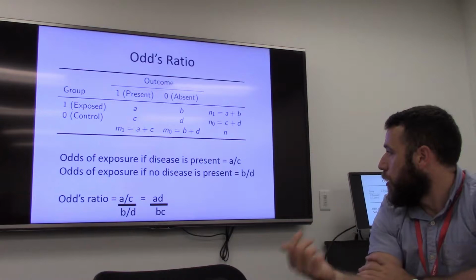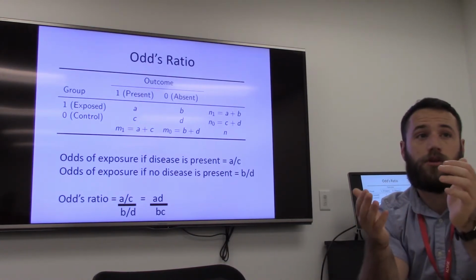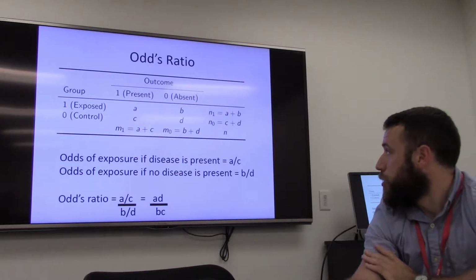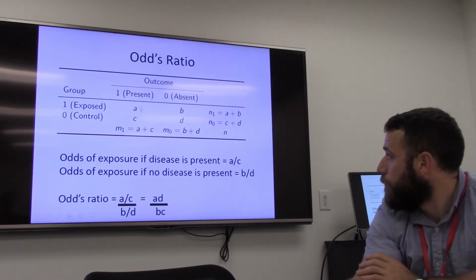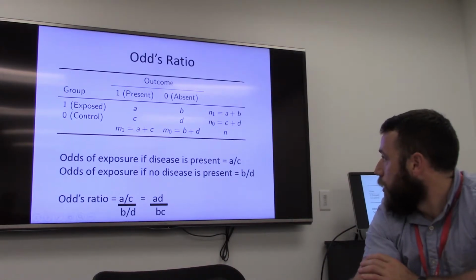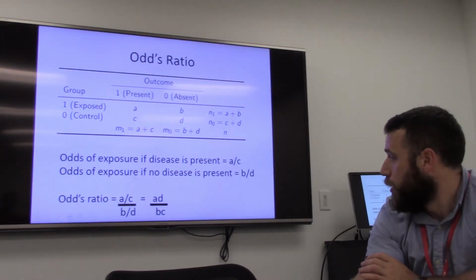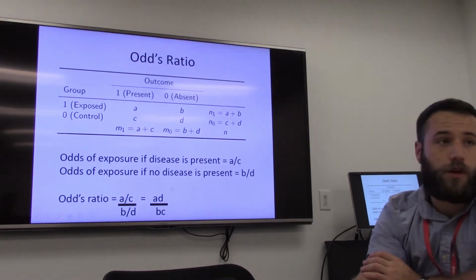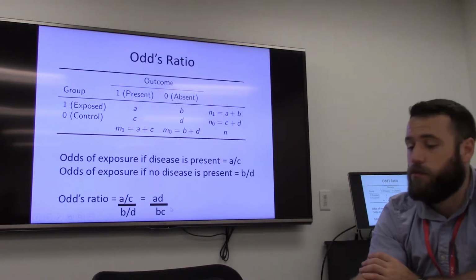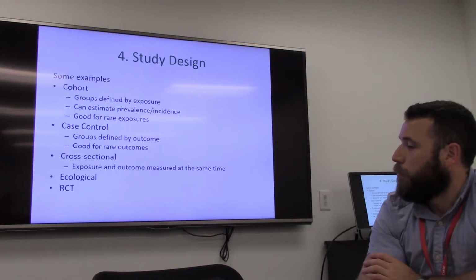And to calculate the odds ratio, you first of all calculate the odds of having the exposure in individuals with the condition. So that would be A over C. You guys see how that works? And then the odds of having the exposure if the disease is absent, which is B over D. So the odds ratio is essentially A over C over B over D, and when you work out the algebra, it's A times D over B times C.